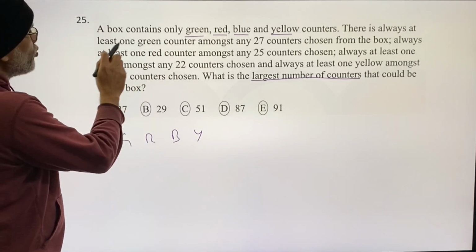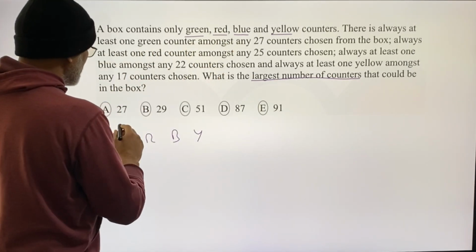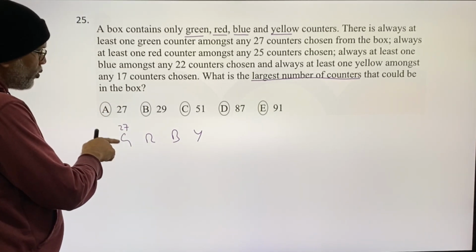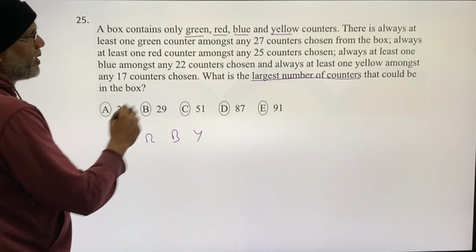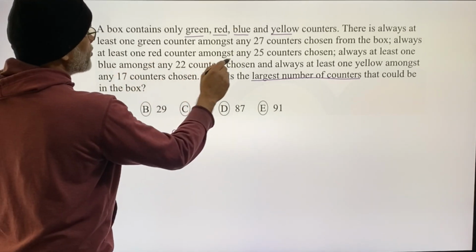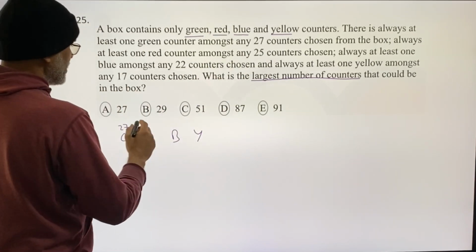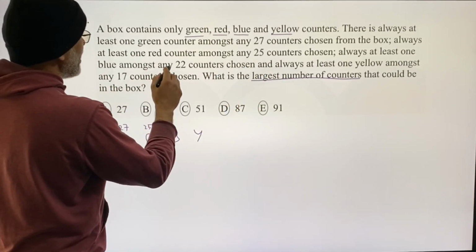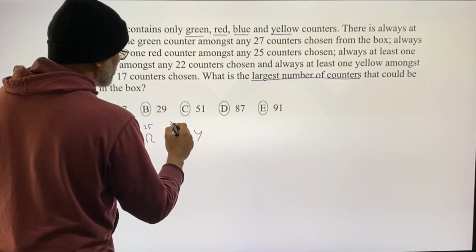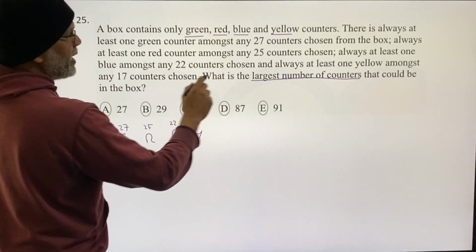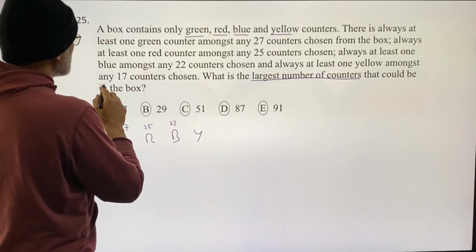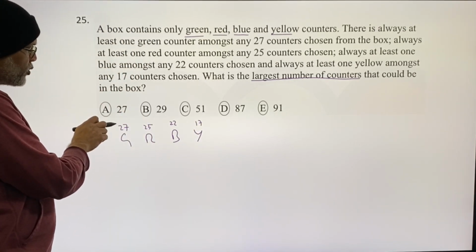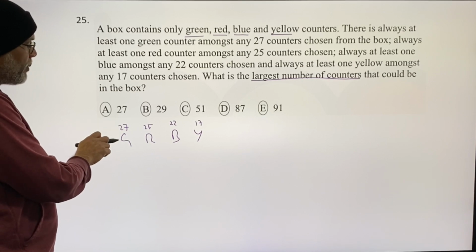And there is always at least one green counter amongst any 27 counters. So if I choose 27 counters, I'm guaranteed to have one green. So I'll just note that number on the top. There is at least one red counter amongst any 25 counters chosen. So I'll note down that 25 here. At least one blue amongst any 22 counters. I'll note down that number here. And there is at least one yellow amongst any 17 counters. Okay, so I'm just noting down those numbers here. If I choose 27 counters, I'm guaranteed to have at least one green.